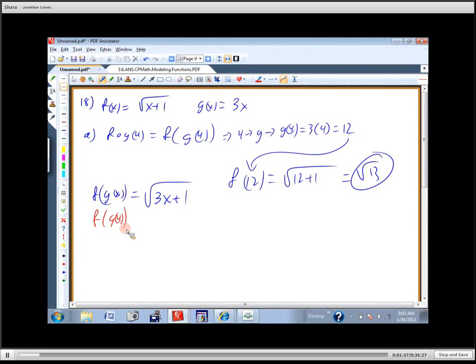So this one says find f of g of 4. In some cases, it's almost quicker to do that. Wherever there's an x, what are we going to put? 4. So the square root of 3 times 4 plus 1, that's going to be the square root of 13. Same answer we got here. Okay? John, do you want to pick another one there? Do either C or D?